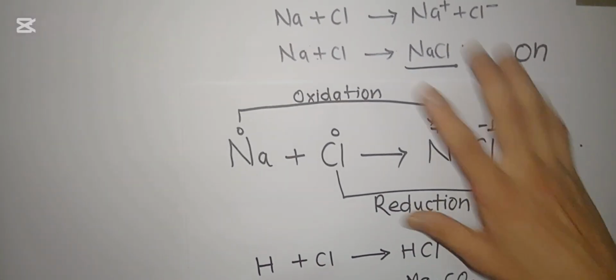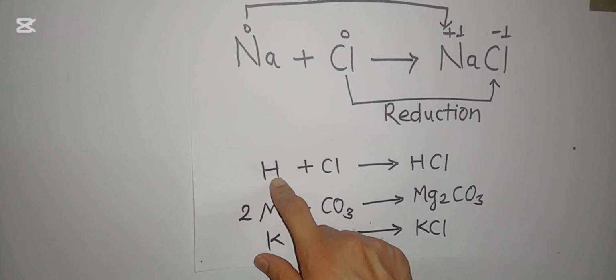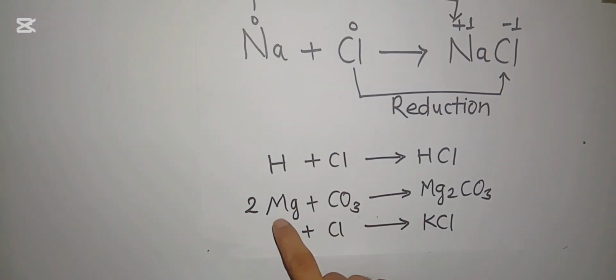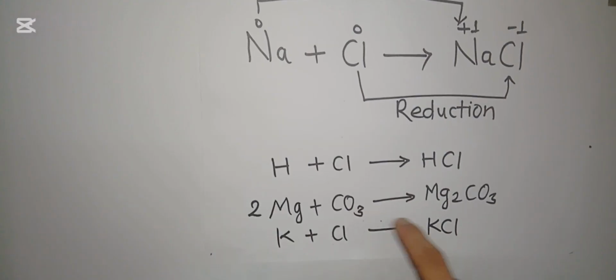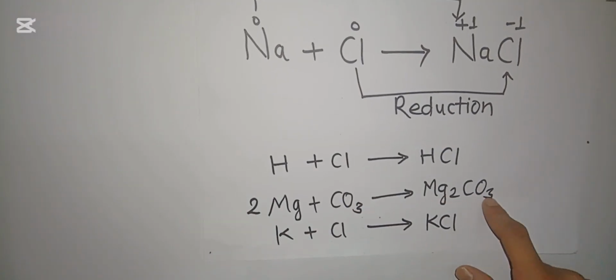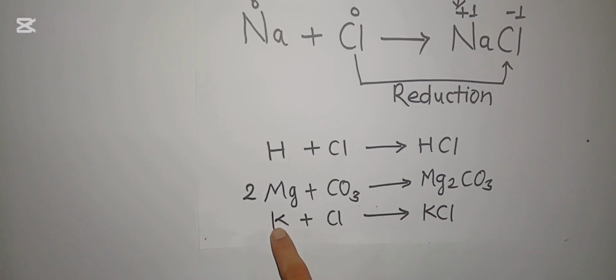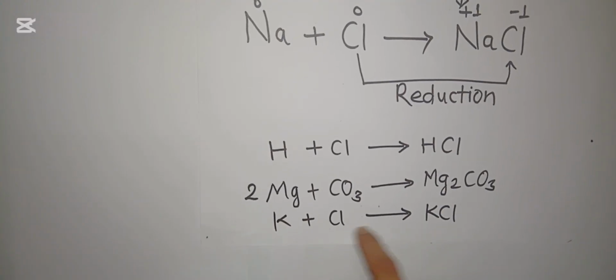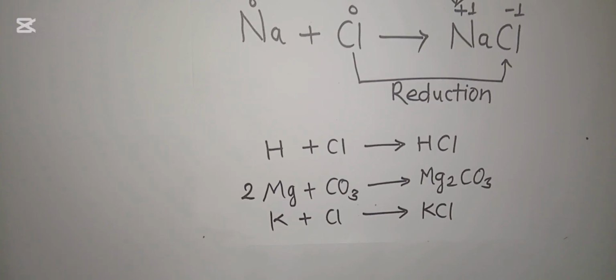We can consider more examples, such as the formation of HCl from H plus and Cl minus. Here, magnesium and carbonate react to give magnesium carbonate. Here, 2 is right to balance this equation. Similarly, potassium and chlorine give KCl. These are examples of redox reactions.